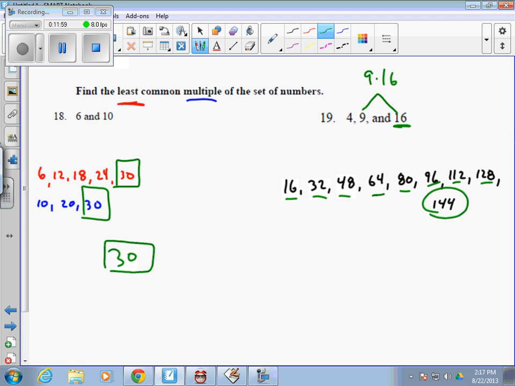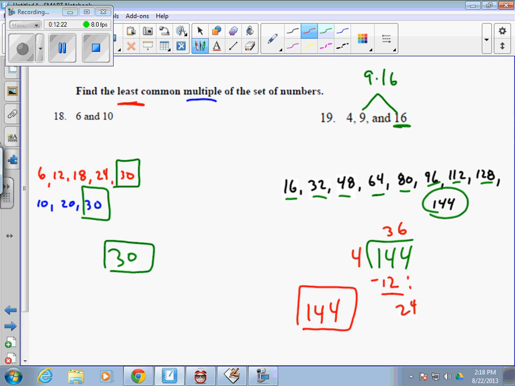144. So once you know 9 and 16 both go into 144, you can check to see if 4 does. And if you take 144 and you divide by 4, the number 4 goes into 14 3 times. Subtract 12 from it, you're left with 24, and 6 times 4 is 24. So 4 also goes into it. So our least common multiple, as tough of a problem as number 19 is, is 144.